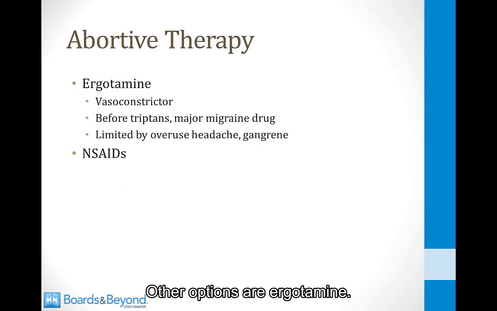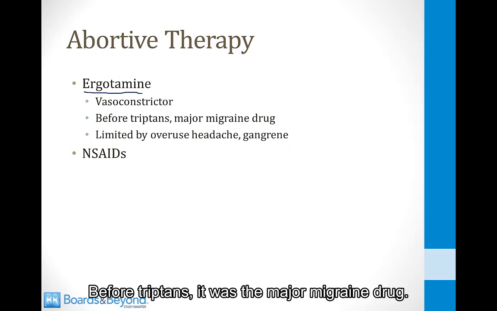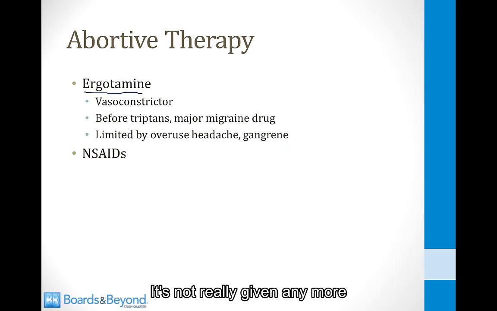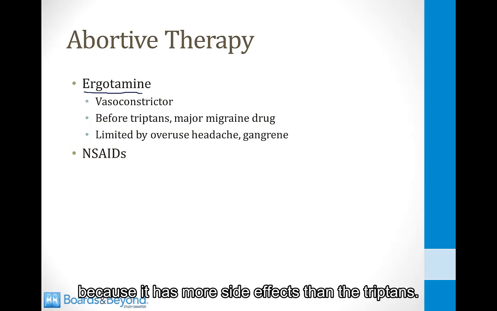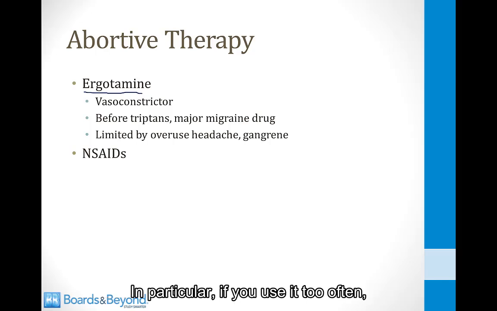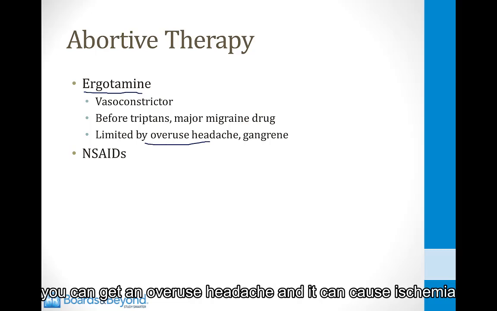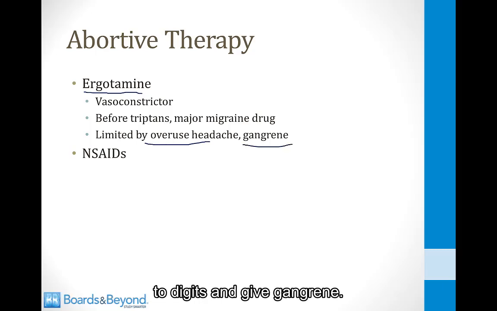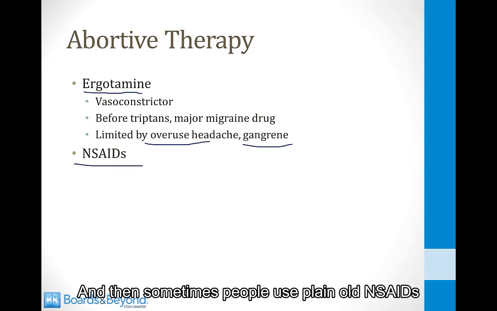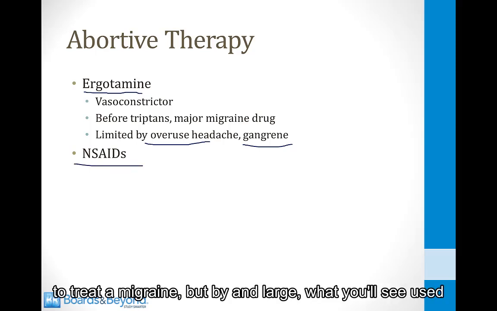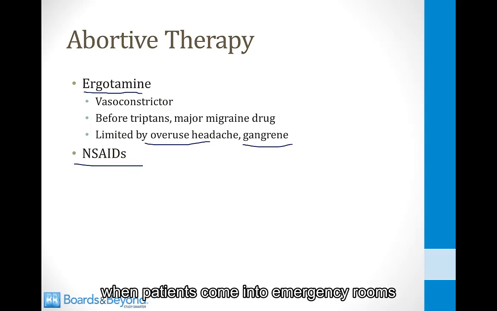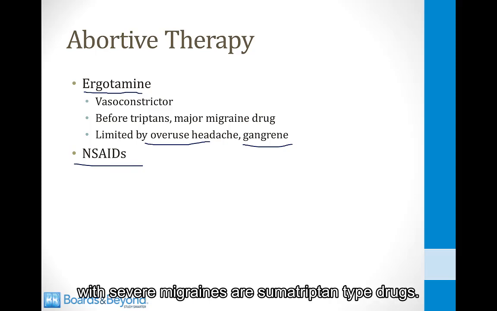Other options are ergotamine. Ergotamine's a vasoconstrictor. Before triptans, it was the major migraine drug, but it's not really given anymore because it has more side effects than the triptans. In particular, if you use it too often, you can get an overuse headache, and it can cause ischemia to digits and give gangrene. And then sometimes people use plain old NSAIDs to treat a migraine, but by and large, what you'll see used when patients come into emergency rooms with severe migraines are the sumatriptan type drugs.